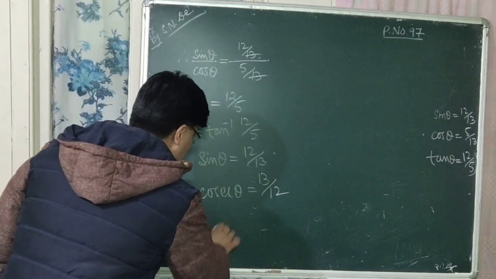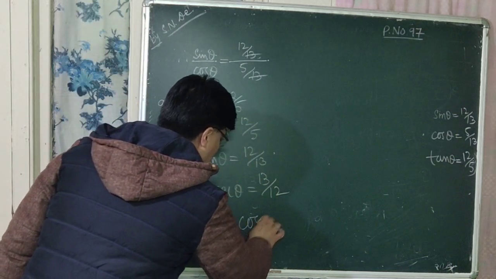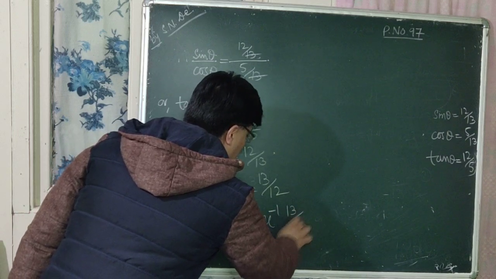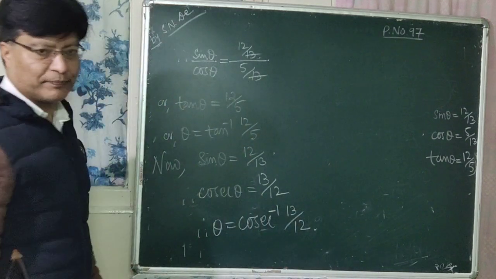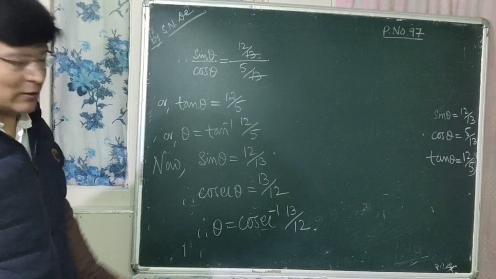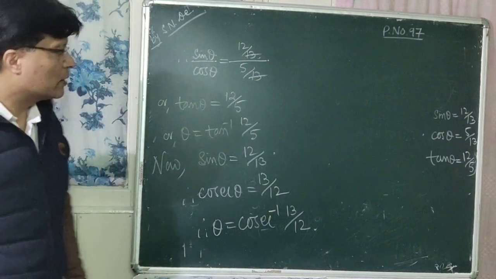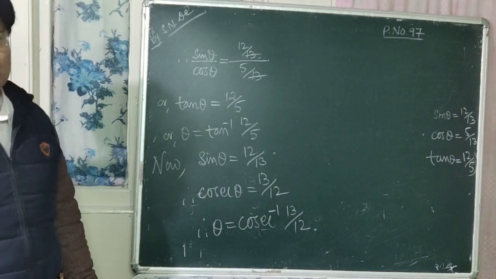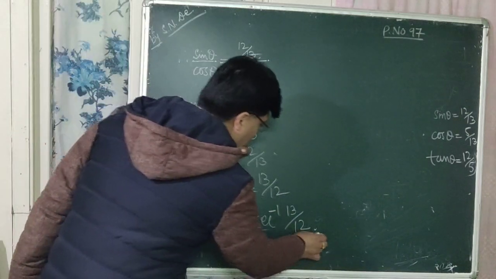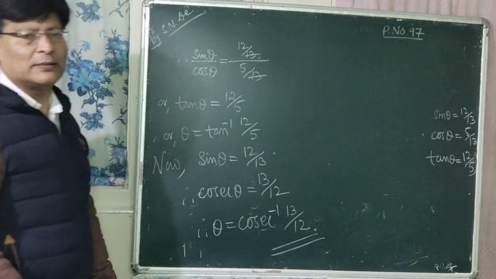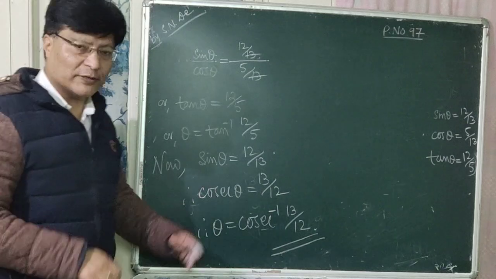So what is the value for theta in this case? Theta is equal to cosec inverse 13 by 12. Copy this in your notebook, we will need it now when giving the answer. Cosec inverse 13 by 12. We have got this. We have converted sin inverse into cosec inverse.